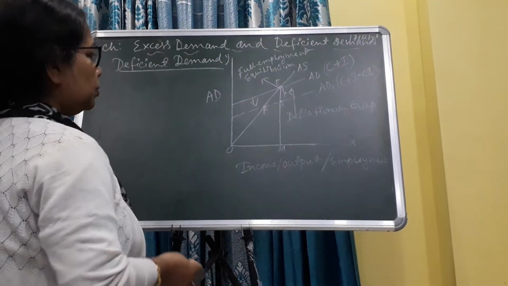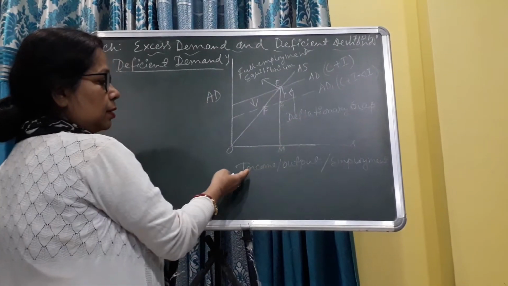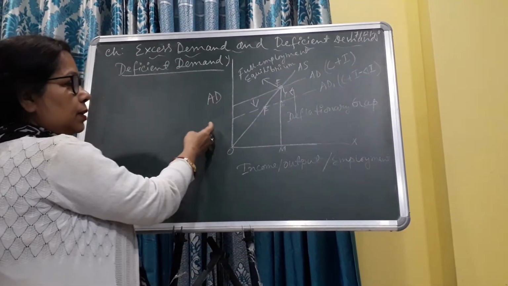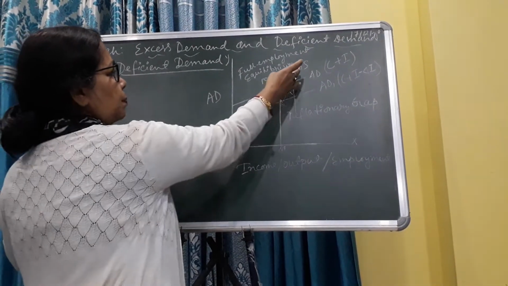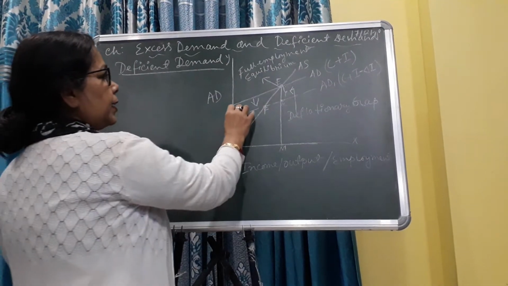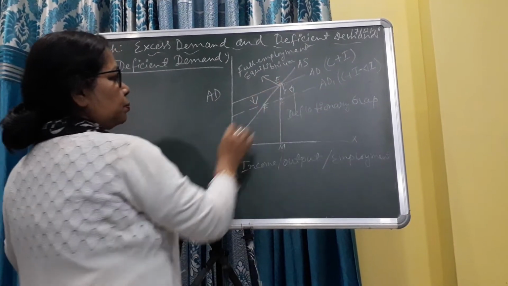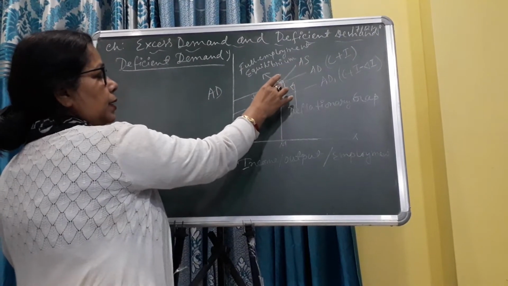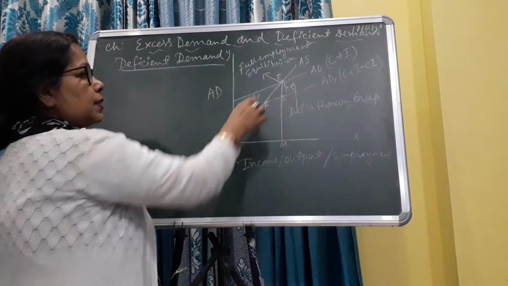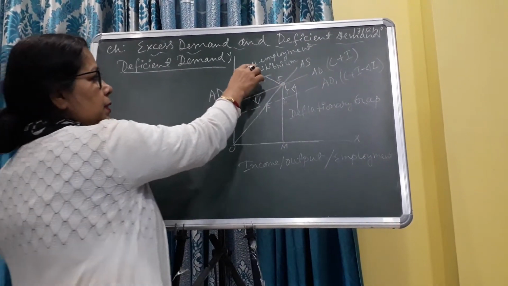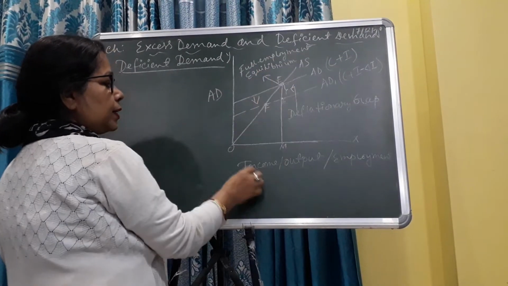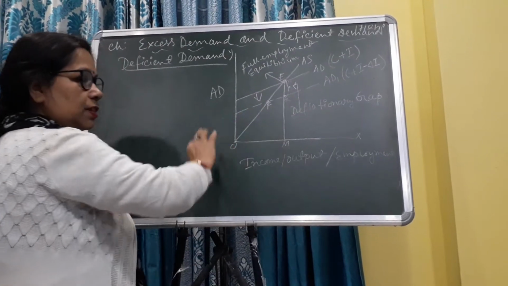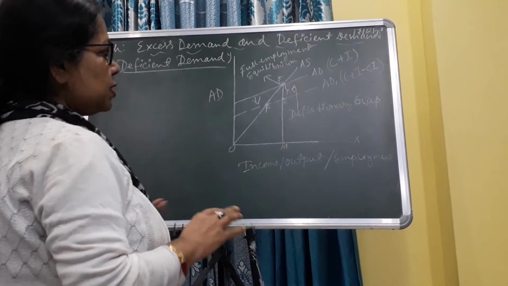Here OX measures income, output and employment, and OY measures aggregate demand. Here aggregate supply is an upward rising line and aggregate demand is an upward rising straight line. Aggregate demand and aggregate supply intersect at point E. E is the equilibrium point. Here I have written full employment equilibrium point E, and OM is the equilibrium level of income, output and employment. This situation we have seen from this diagram.